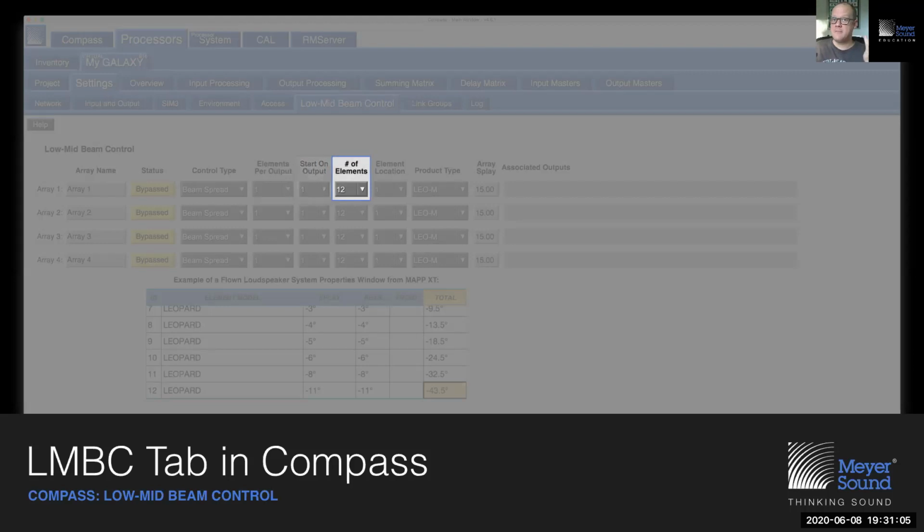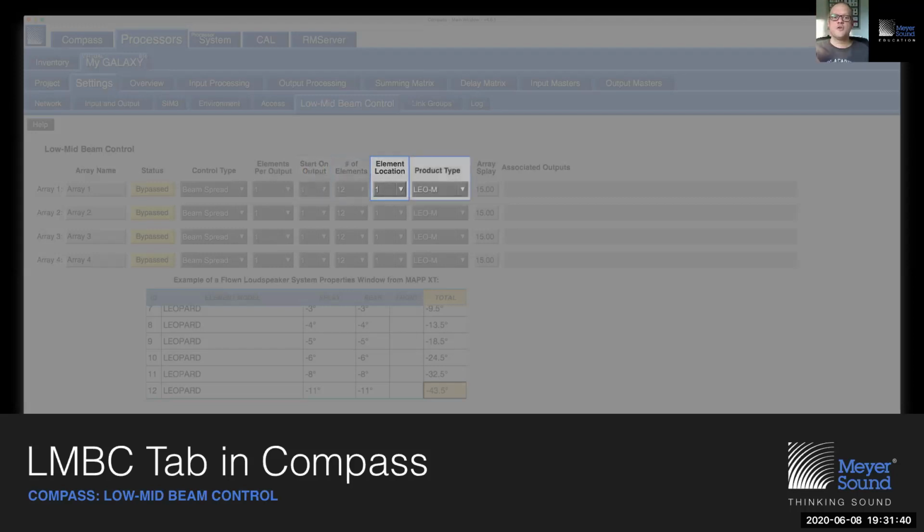In order for the LMBC algorithm to work, it also needs to know how many elements live in your entire array. So in the first example, we had 12, and in the second example, we had 18, but I only have 16 physical outputs in the Galaxy. So how does that work? We'll get to that last. And finally, I need to know which element lives on output number 1, or whatever output I choose. Well, if the top element of your array lives on physical output number 1, then this is how you would set it up. On physical output number 1 lives the top element of my array.